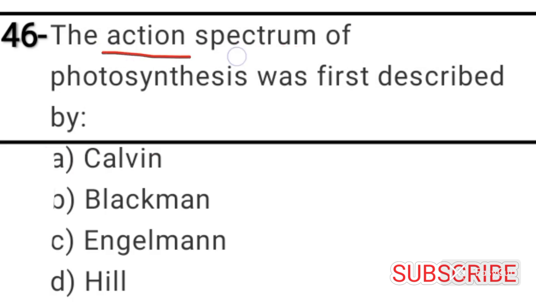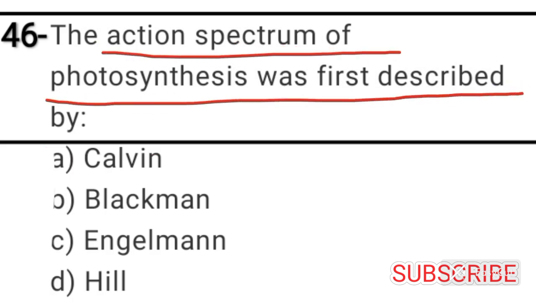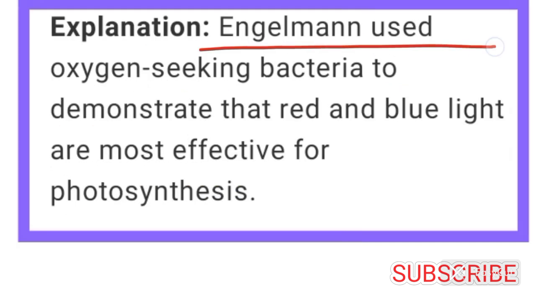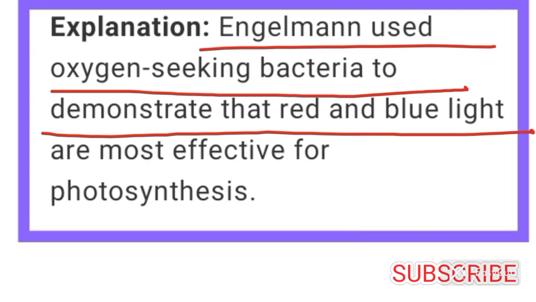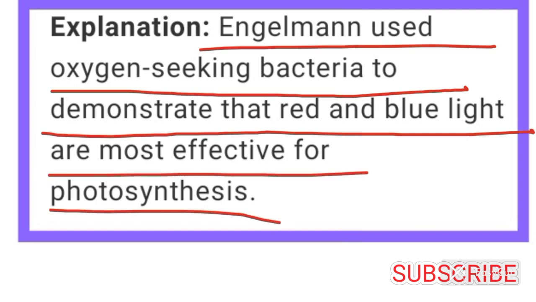Question number 46. The action spectrum of photosynthesis was first described by, answer is option C, Engelmann. Engelmann used oxygen-seeking bacteria to demonstrate that red and blue light are most effective for photosynthesis.